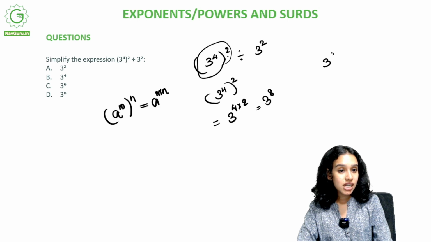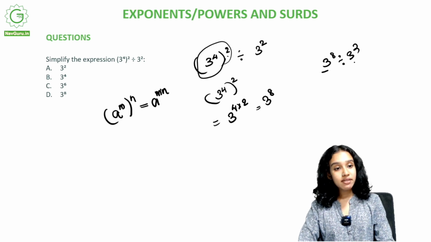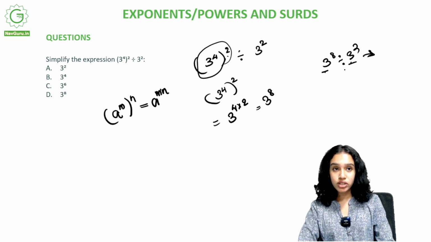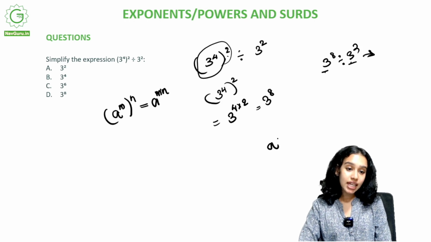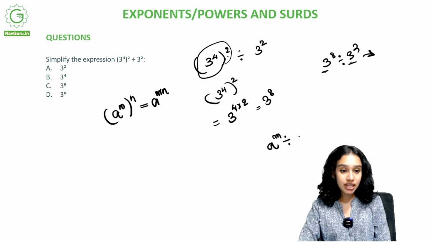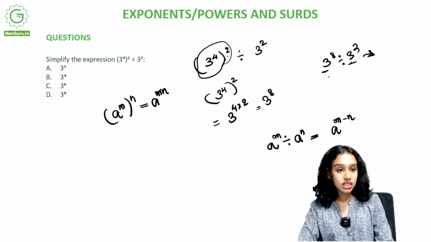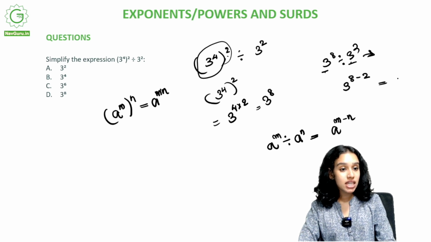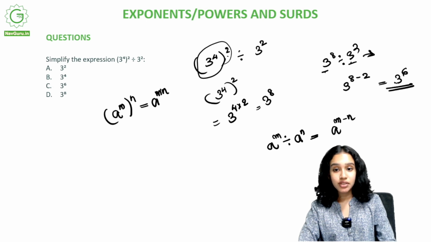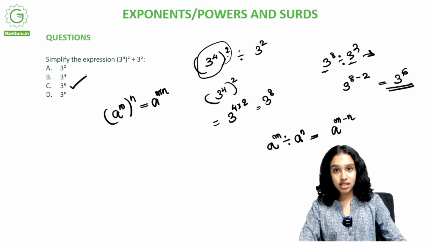Now 3 raised to 8 divided by 3 raised to 2. So we have the same base here, so we have to divide now. What rule do we use here? a raised to m divided by a raised to n is equal to a raised to m minus n, right? So 3 raised to 8 divided by 3 raised to 2 is 3 raised to 8 minus 2, which is equal to 3 raised to 6. So the answer is 3 raised to 6.